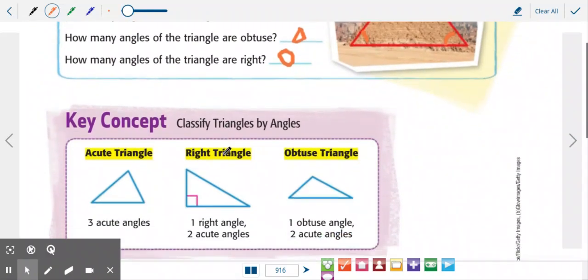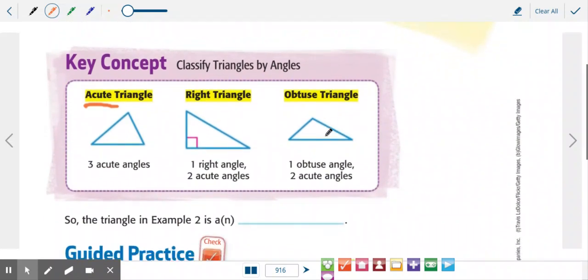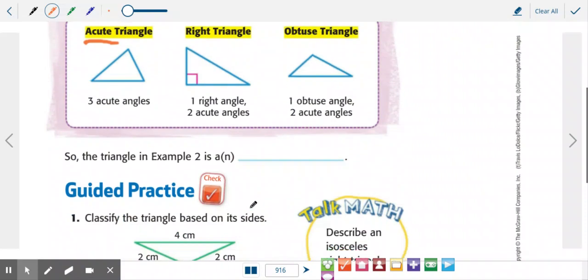All right, so now if we go down here, we found something that had 3 acute angles. That's going to make it an acute triangle. If we had found one that had a right angle with 2 acute angles, that would make it a right triangle, because anytime there's a right angle, we go with that. And then anytime there's 1 or more obtuse angles, we call it an obtuse triangle. So the triangle in example 2 is then acute.